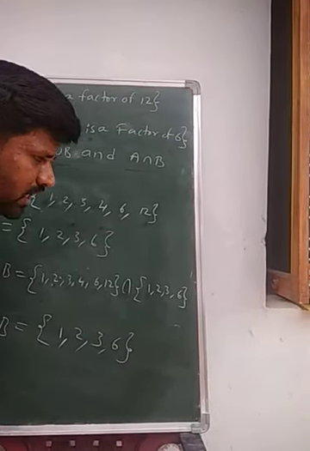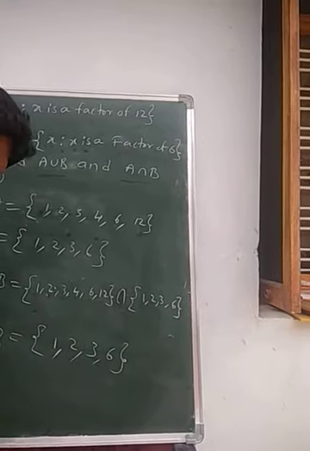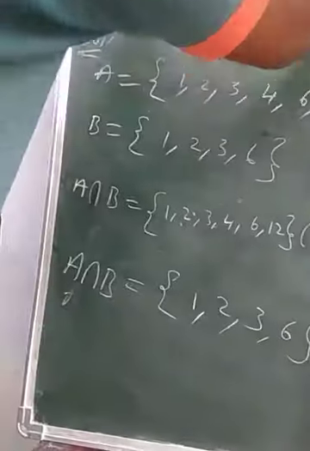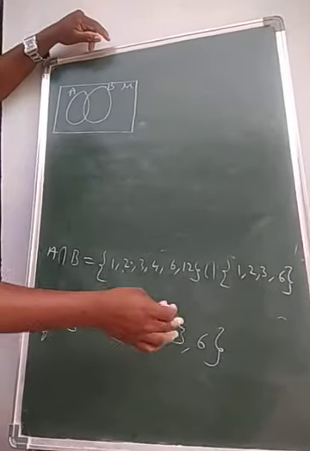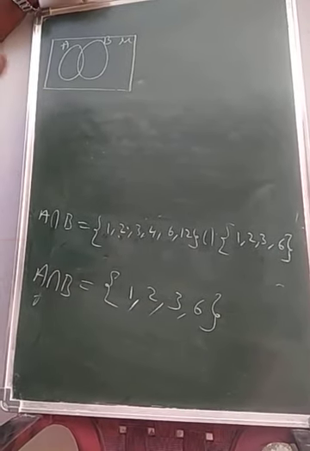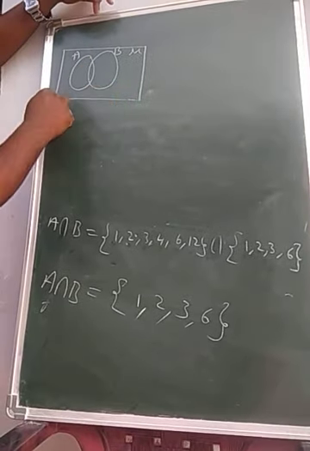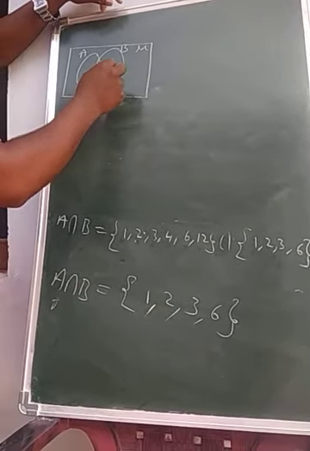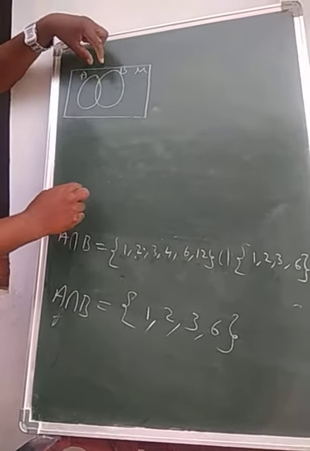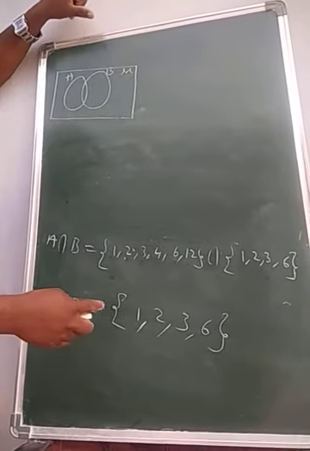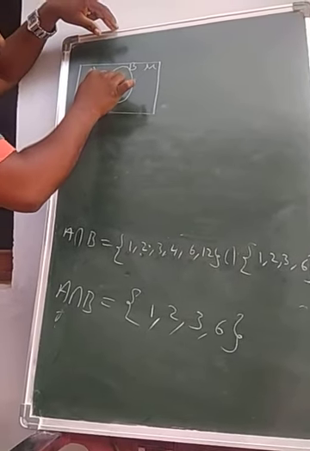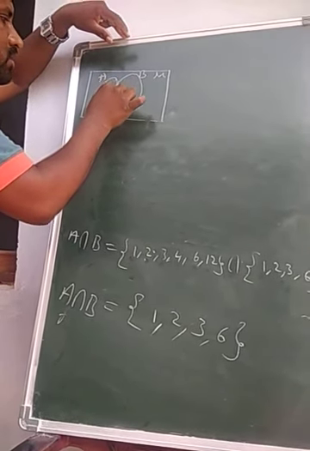So we can represent these by using a Venn diagram also. Yes or no? See now, it's a Venn diagram. I am going to represent this by using a Venn diagram. First of all, you draw a rectangle, that is the universal set, and in that, circles, closed curves, set A and set B. The common elements to both the sets are 1, 2, 3, 6.